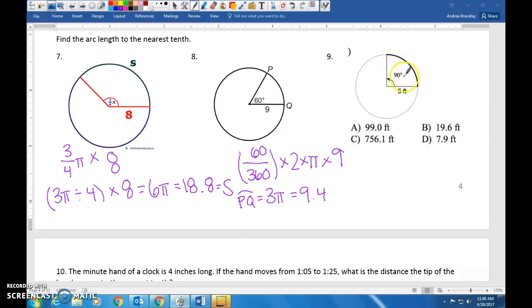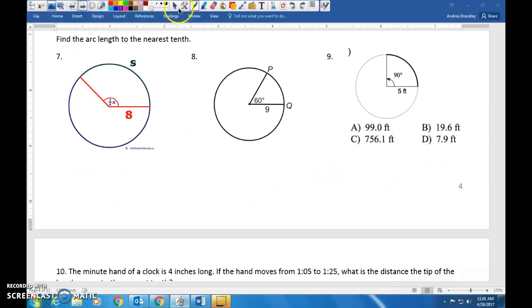Number 9 is very similar. It's also given in degrees, so this time I have 90 over 360 times 2 times pi times 5, and then again that 90 over 360 is in parentheses times 2 times pi times 5, and this ends up at about 7.9, which is D. So those are just a few examples of how to find arc length.